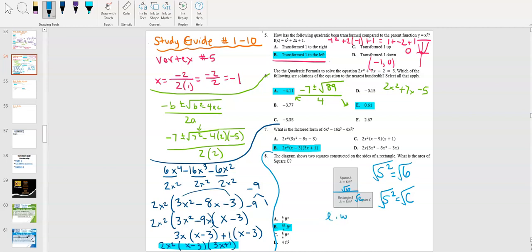The length times width equals the area of a rectangle. The length is the square root of 6, the width is the square root of C, and the area is 5 as given to me in my rectangle. In order to get rid of these radical symbols, I need to square every single term. So the square root of 6 squared is 6, the square root of C squared is C, and the square of 5 is 25. Divide both sides by 6, and you get your answer B.